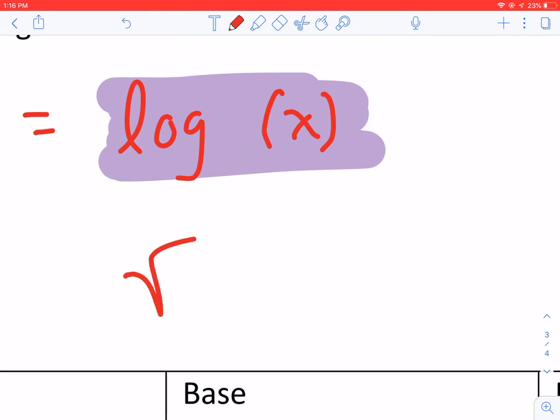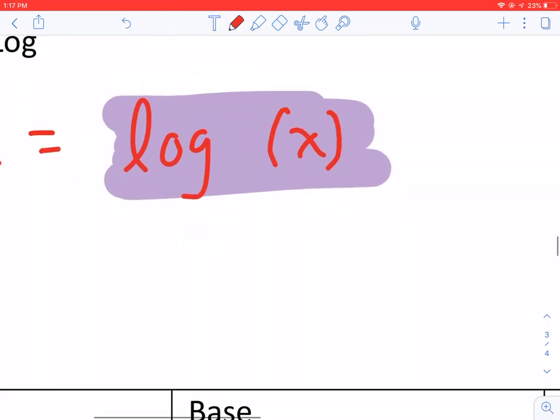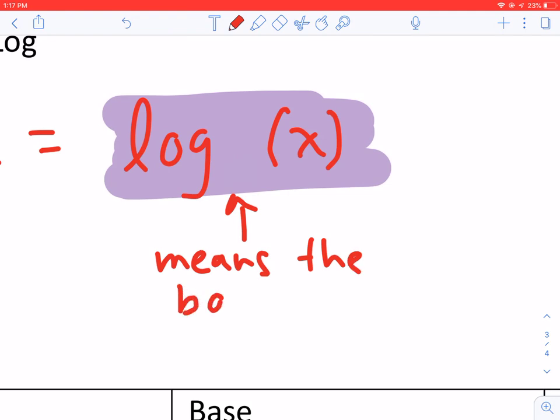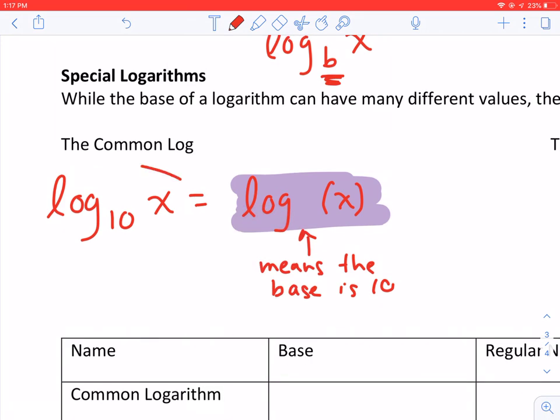It's like when we write square root of 4. We don't need to write this 2 because when we write square root, we know it's the square root, right? It's the second root of 4. So that's it. This implies that there's a 10 here. This means the base is 10. So log x just really means log base 10 of x.